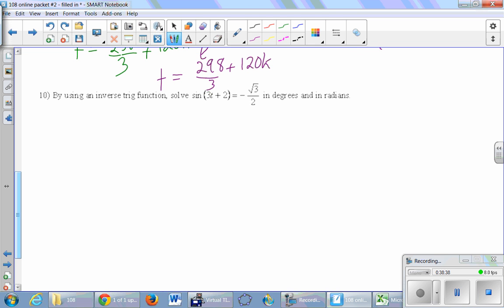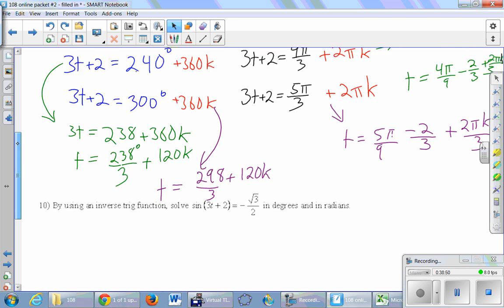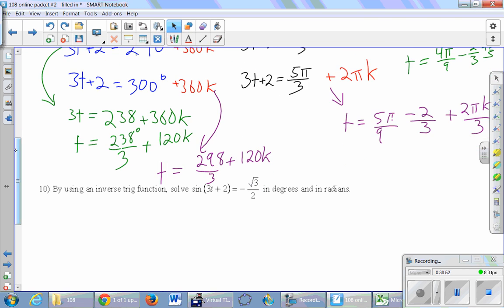By using an inverse trig function, solve this equation in degrees and in radians. Okay, so this one is quite similar to the one right up above, so maybe this is a good time to pause the video and come back after you've given it a good shot. You should end up with 4 equations. They should look quite similar to the ones that we've got here. They should all say t equals. 2 of them should have degree things in them. 2 of them should have radian things in them, and they should all have k in them. So pause the video and come back when you're done.